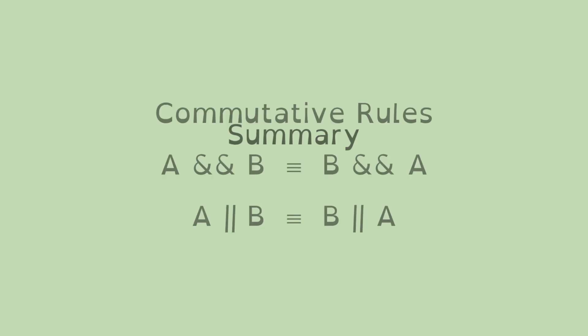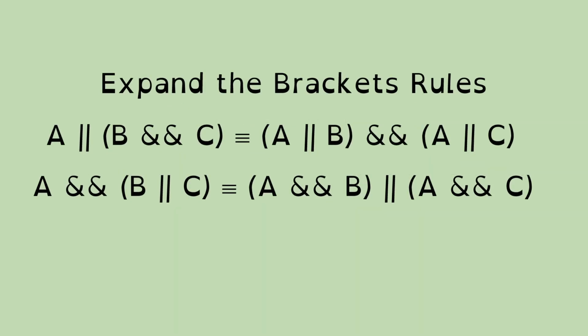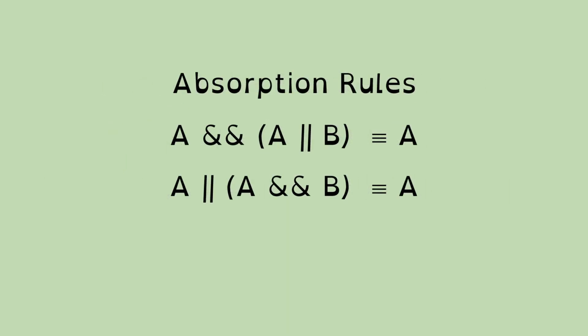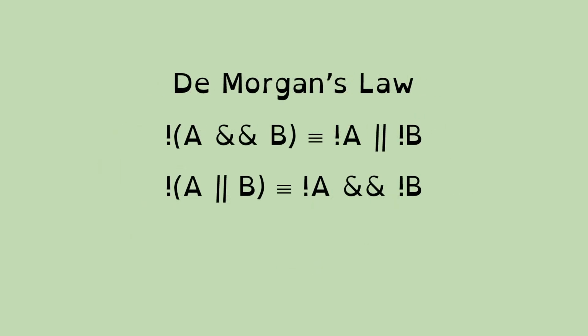So we've done a whole lot of rules, we've done the proofs. You can go back through them and verify them if you want, or you can just have a look at these rules and try and absorb them. I'm just going to do a quick summary now, recapping all of the rules flashed onto the screen for you. Here's the commutative rules, here's the associative rules, here's the expand the bracket rules, here's the absorption rules, the single variable rules, and De Morgan's law, which produces two rules.